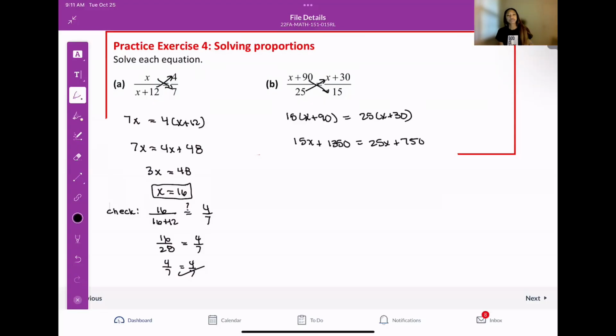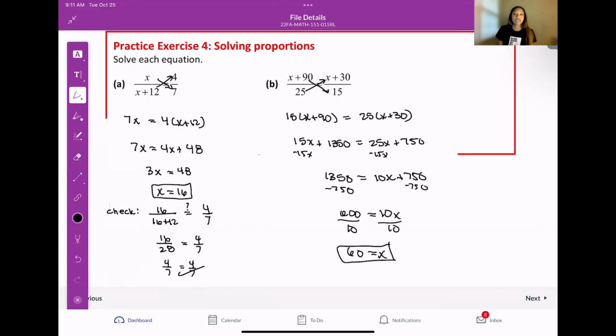which is 750. Then we want all of the terms with x on one side, all the other terms on the other side. You can either subtract 15x from both sides or subtract the 25x, it's up to you. I'm gonna subtract the 15x. That gives us 1350 is equal to 10x plus 750. Then if we subtract 750 from both sides, 1350 minus 750 would be 600. Okay, so we get 600 is equal to 10x, and then divide both sides by 10, and we get x equals 60.